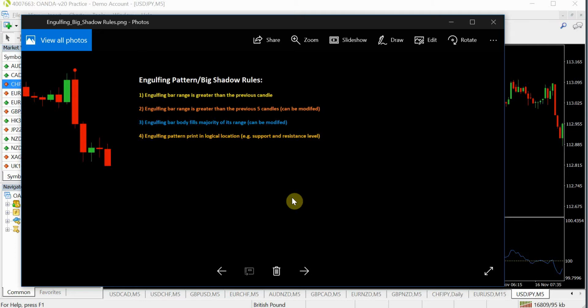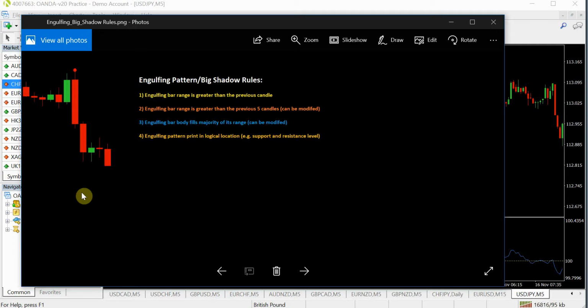The first rule is that the engulfing bar range engulfs the previous candle, so the low and the high of the previous candle are within the engulfing bar. The engulfing bar range is also greater than the previous 5 candles. When I talk about significant engulfing bars, the bigger the better, the more likely a reversal is going to happen.